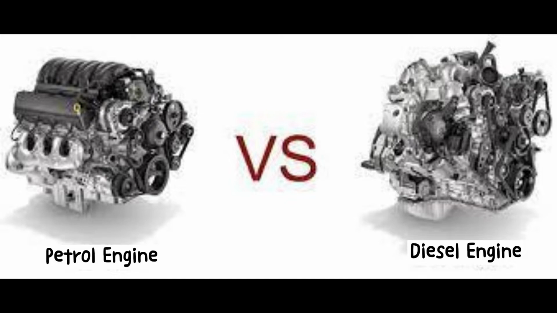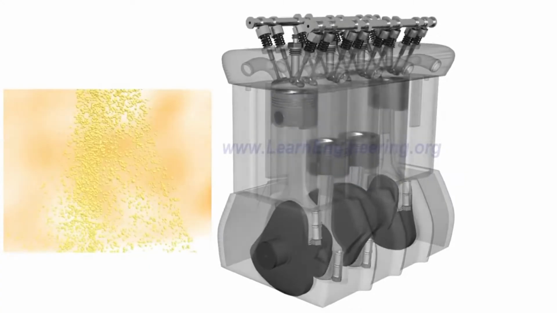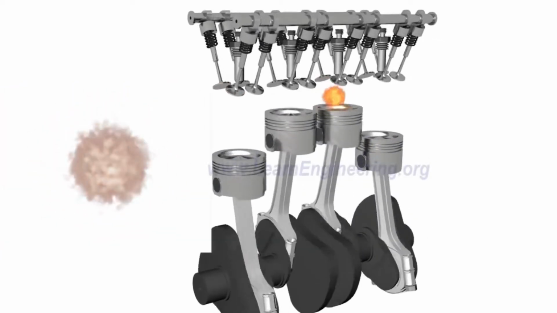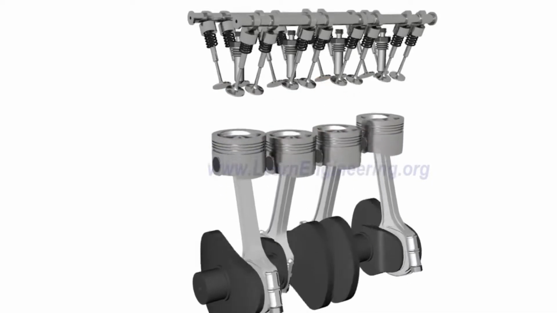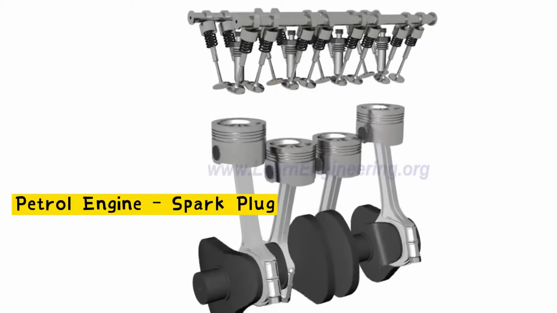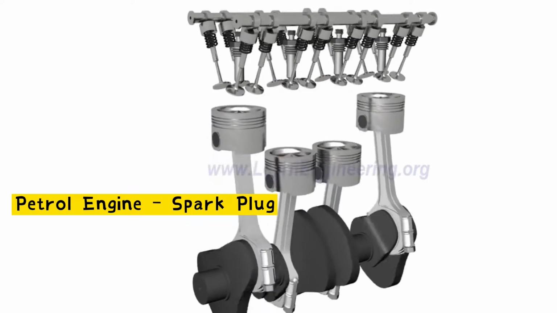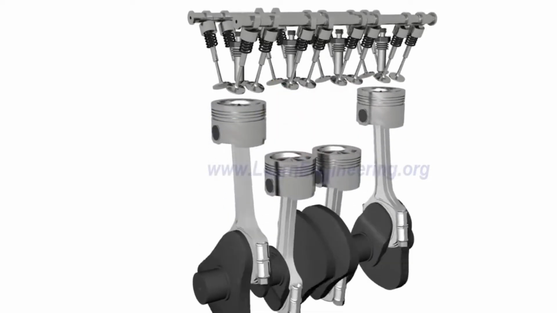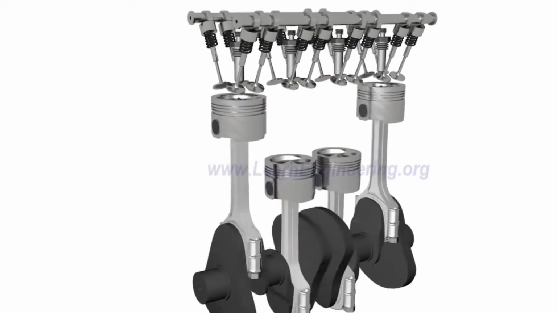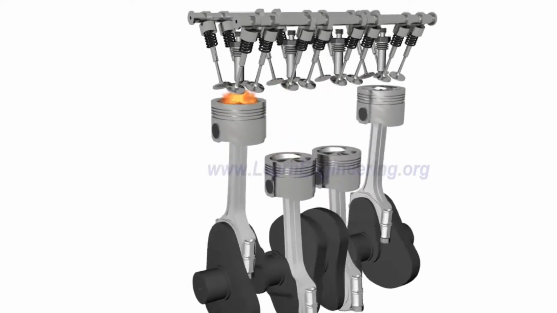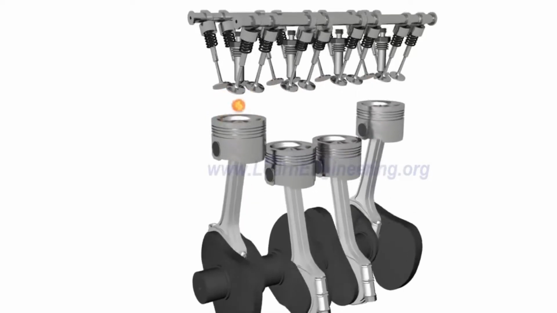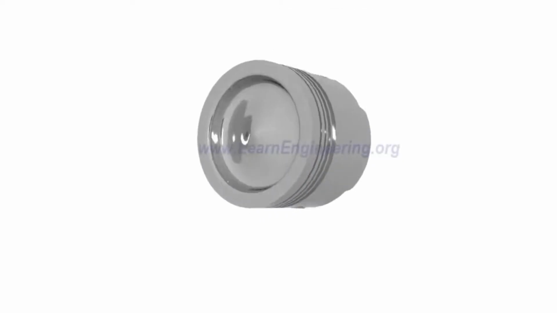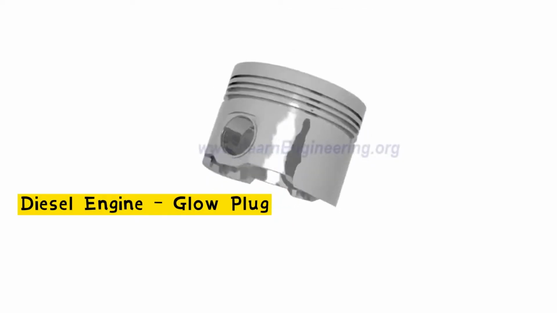So what are the differences of diesel engine with petrol engine? The difference between these two engines is the ignition stage. For a petrol engine, the compressed mixture of petrol and air is ignited by the spark plug for combustion. However, in a diesel engine, the combustion is an effect from the heat of the compressed air, which then ignites the diesel fuel mixture.